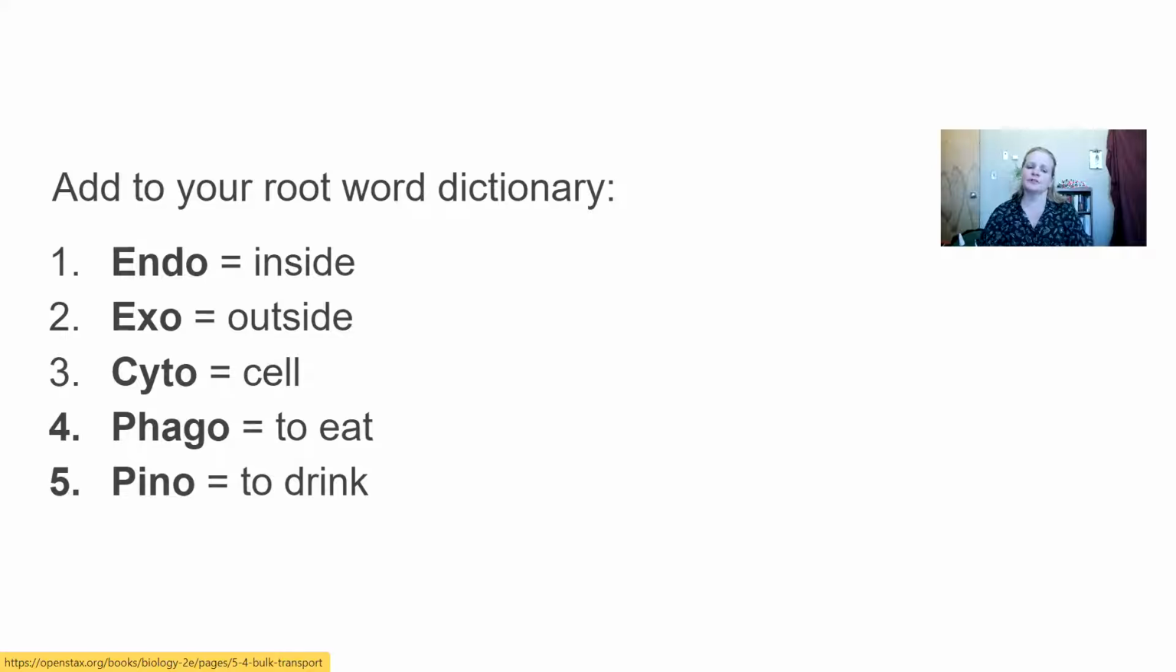So to your root word dictionary, you need to add endo, which means inside. Exo means outside. Cyto means cell. Phago means to eat. And pino means to drink. And if you can get these, then you can start to logic out what all these other crazy, scary, intimidating words mean if we know the root words.